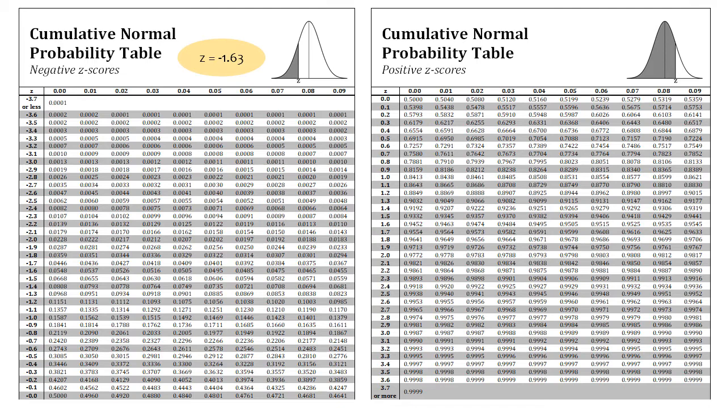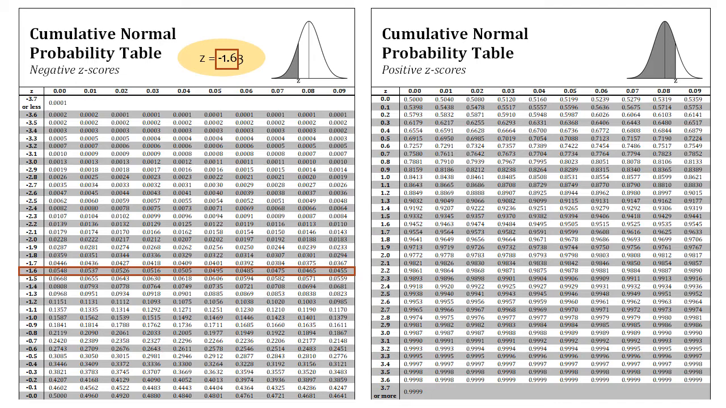The first piece of the z-score I'm going to look at is the digit in the ones and the tenths place. In this case, that would be the negative 1.6. If I look all the way on the left-hand side of the table, in the column that's marked Z, it starts with negative 3.7 or less, negative 3.6, negative 3.5, and so on. So I'm going to read down that first row there until I find a negative 1.6. That's going to tell me which row of this table I need to look in.